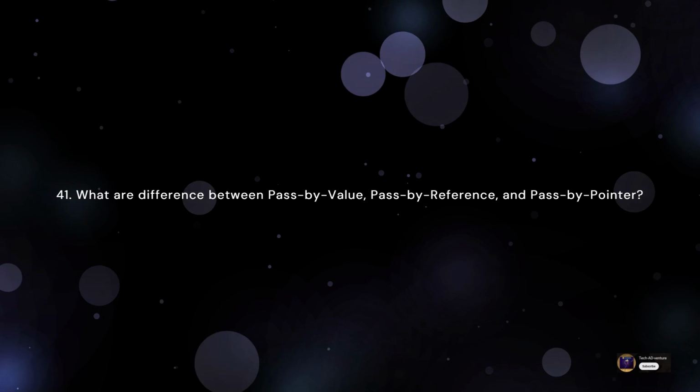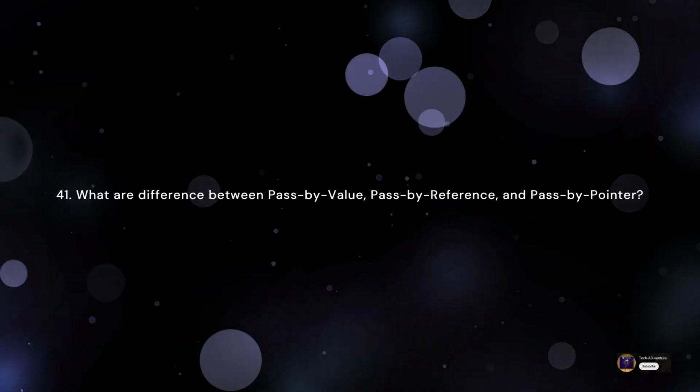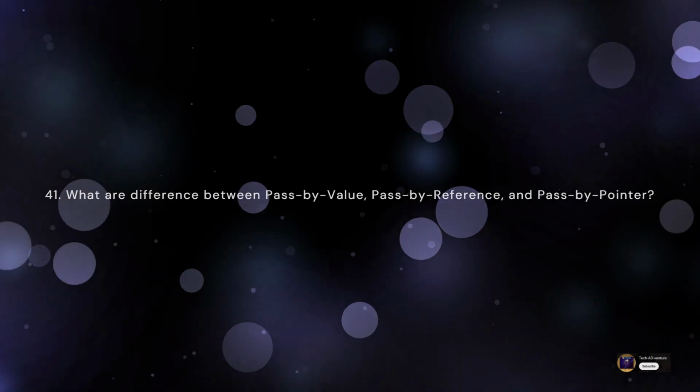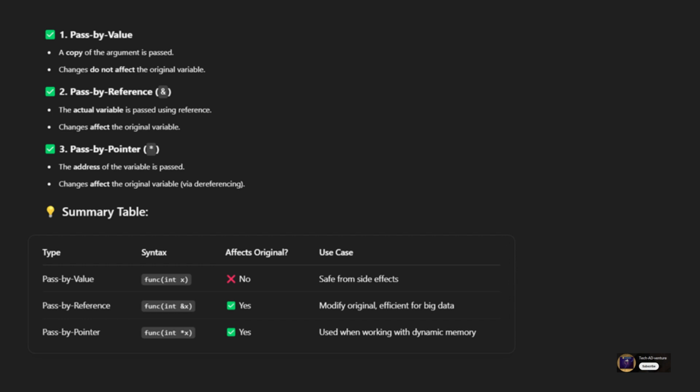41. What are the differences between pass-by-value, pass-by-reference, and pass-by-pointer? Let's break down the differences between pass-by-value, pass-by-reference, and pass-by-pointer. These are three primary ways to pass arguments to a function.